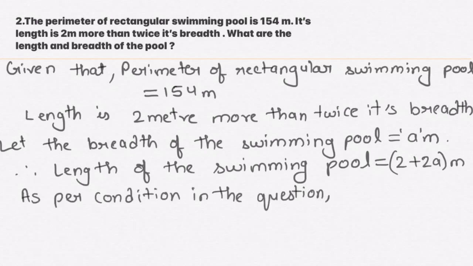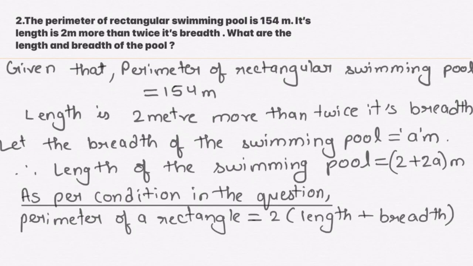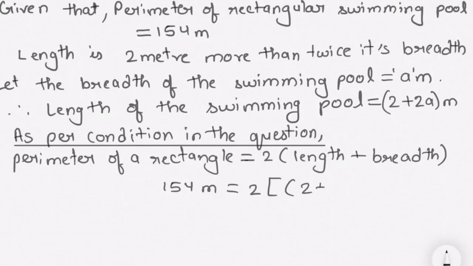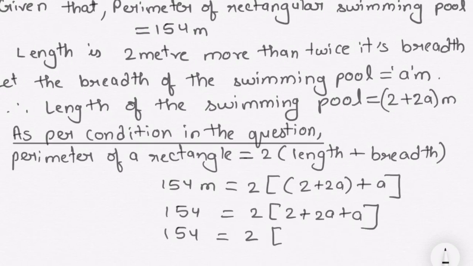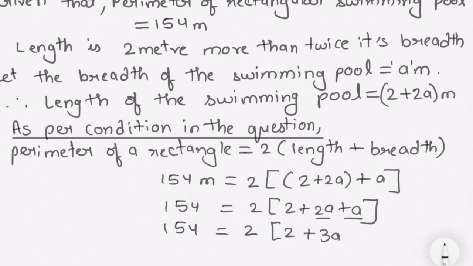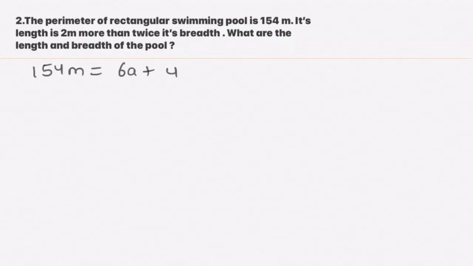Now, as per the condition given in the question, we are going to frame the linear equation. Perimeter of rectangle is equal to 2 times (length plus breadth). In place of length, we substitute 2 plus 2a. In place of breadth, we substitute a. 2a plus a, both terms have the same variable, so we can add them. 2a plus a is equal to 3a. Now, outside the bracket is 2, so we multiply this 2 to the bracket. 2 2s are 4, plus 2 into 3a, 6a. Now the next equation that we have is 154 meter is equal to 6a plus 4.